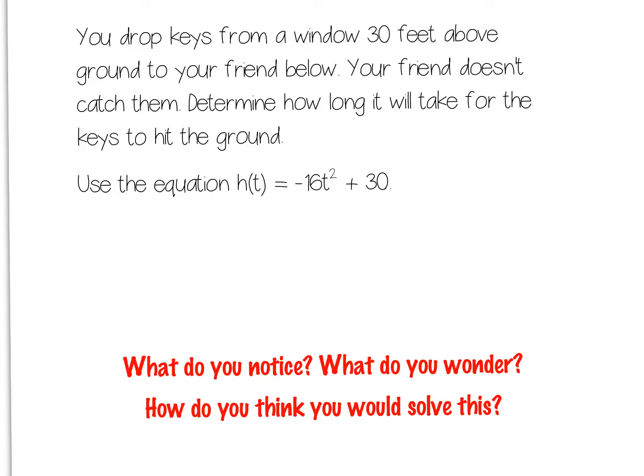Your friend doesn't catch them. So determine how long it will take for the keys to hit the ground. So here is the function we're using, h of t. The function height as a function of time is negative 16t squared plus 30, which, if you notice, there's something missing from there.